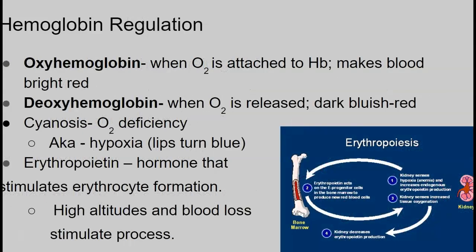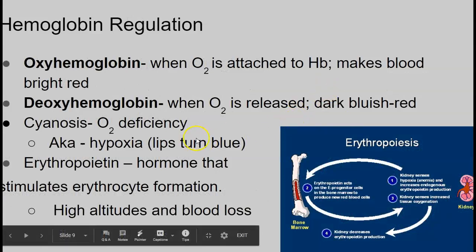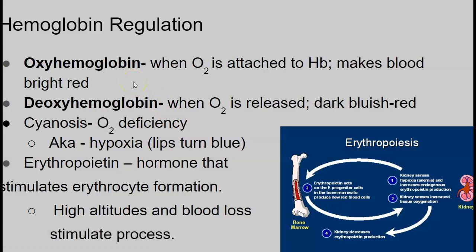Okay, we're going to finish up here with hemoglobin. A couple more things about it. How do we regulate it? Well, basically, it's on whether or not oxygen is present. So oxyhemoglobin is going to be when you have oxygen present, and that is going to be a bright red blood. And then we call it deoxyhemoglobin when oxygen is released, and it turns into a dark reddish. I have bluish here, and it's really more like a maroonish reddish color, a deeper red. It never really turns blue.